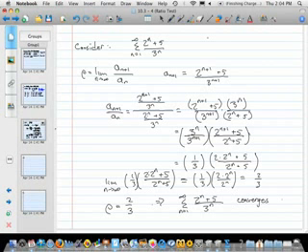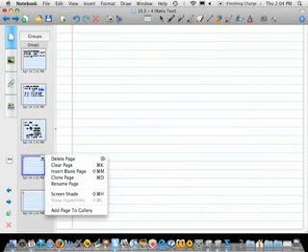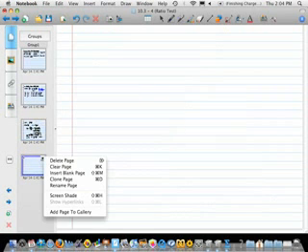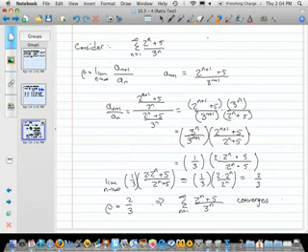All right, so that's the beginning of the ratio test. I'll probably do one more little lecture on the ratio test, or maybe some more examples, especially one for which the test is inconclusive.